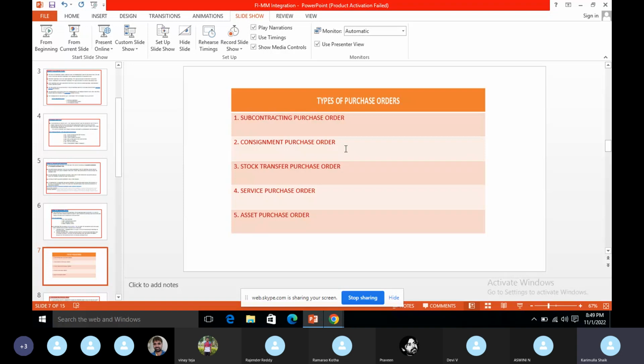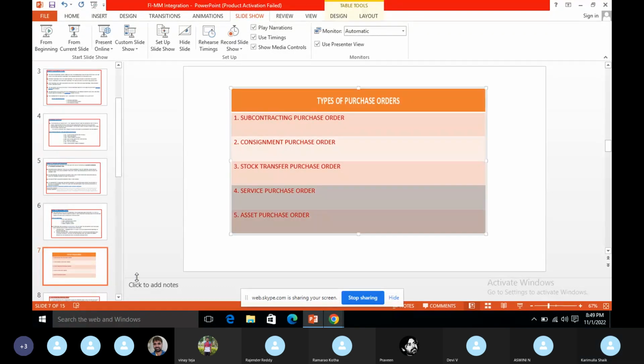Types of purchase orders. We have subcontracting purchase order, consignment purchase order, stock transfer purchase order, service purchase order, and asset purchase order.